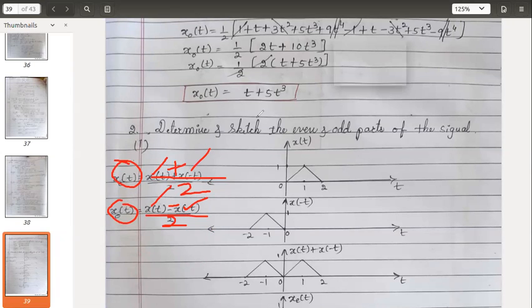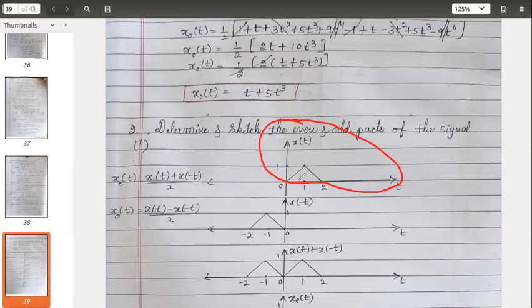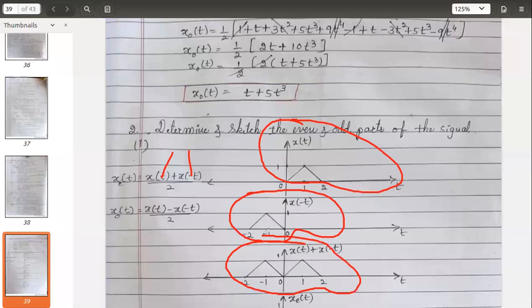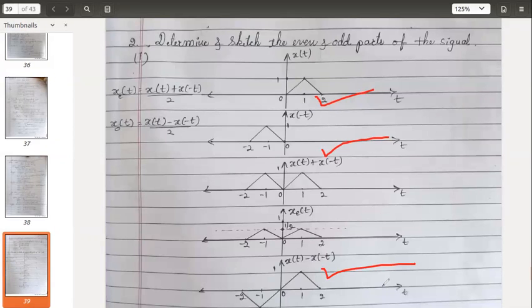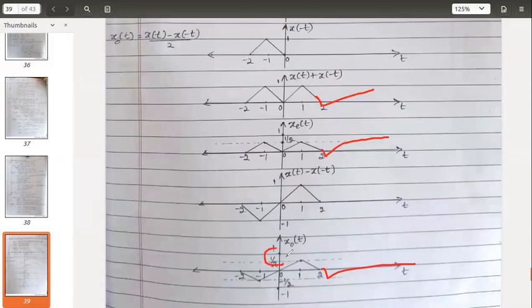In this way these are the procedures to be followed. If x of t is given to you, you need to find x of minus t. These two, x of t and x of minus t, you need to add them. Then finally you should divide the amplitude, and you will get the even part. Similarly, take the original signal, take the reflection, then subtract and take the amplitude half. You will get the odd part.